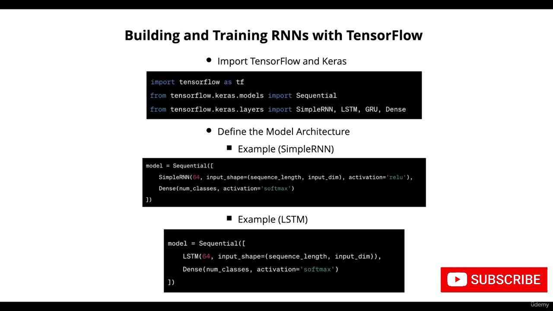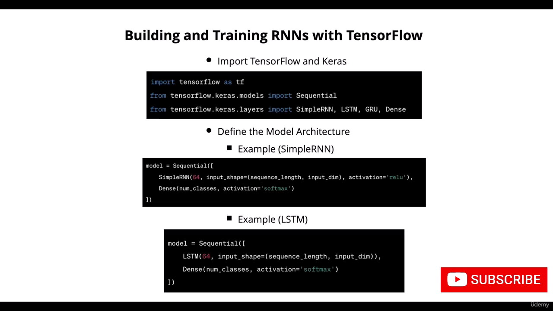Building and training recurrent neural networks (RNNs) with TensorFlow involves using its high-level API, Keras, which provides convenient abstractions for constructing and training RNN models. Let's delve deeper into the process of building and training RNNs with TensorFlow. So first step is importing TensorFlow and Keras. We start by importing TensorFlow and the necessary modules from Keras: first import tensorflow as tf, then from keras models import Sequential, and from keras layers import SimpleRNN, LSTM, GRU, and Dense.